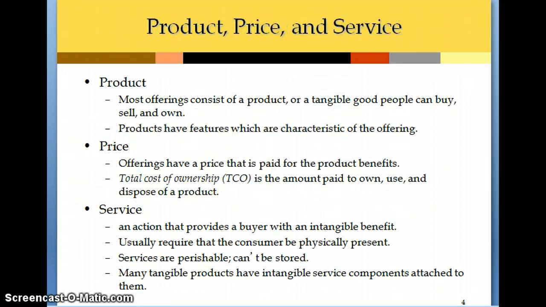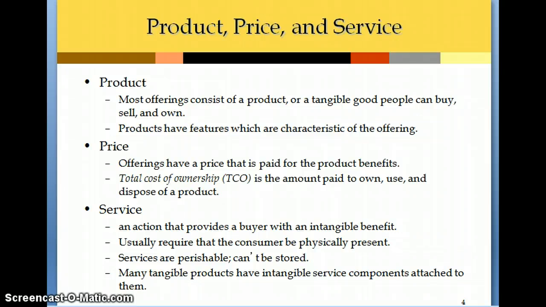Let's look at what composes an offering. The three major components of an offering, product, price, and service, are discussed in terms of the product dominant and service dominant approaches. The difference between product platforms and product lines is also covered. Offerings are products and services designed to deliver value to customers, either to fulfill their needs, satisfy their wants, or both.